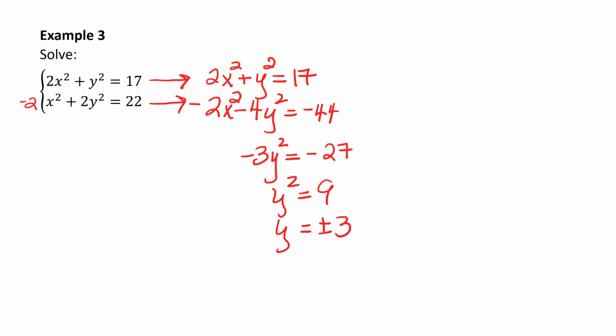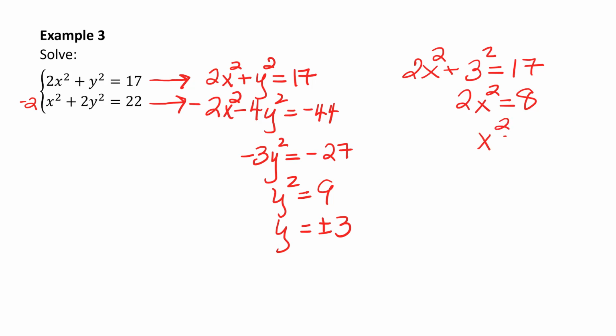And so if you plug in either plus or minus 3 into one of the other equations, you're going to get the same thing, because when you square 3 or -3, you're going to get 9. So we're going to plug this into the first equation, so we'll get 2x² + 3² = 17. And then you can subtract 9 on both sides and divide by 2. And you're going to take the square root, and x will be plus or minus 2.